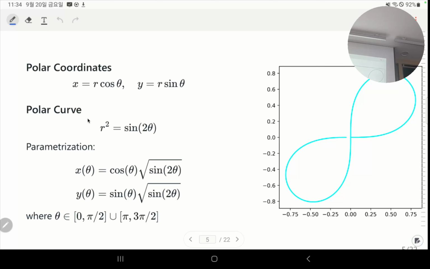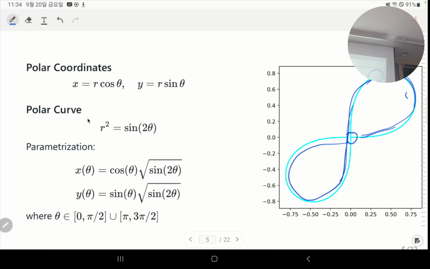So we only draw the curve of the parametric function like this one in two distinct intervals: from 0 to pi over 2, and pi to 3 pi over 2. And because of periodicity, we have a periodic movement around this figure 8 curve here. So I think it starts from here, yes, and then it moves up to here.